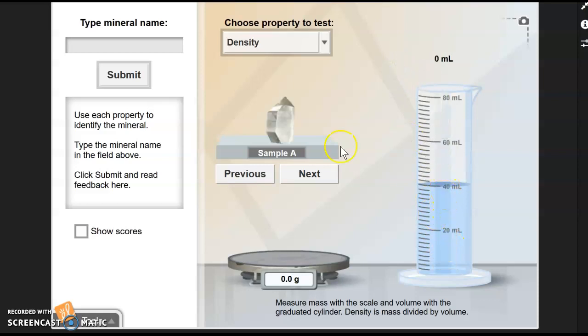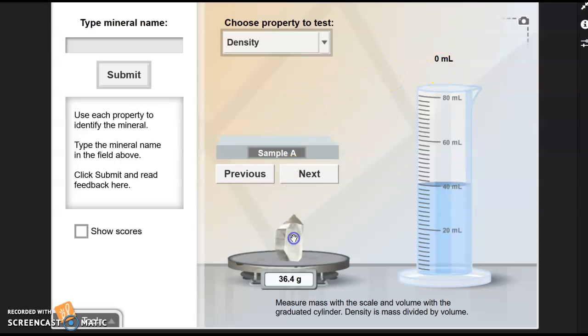It started off at 40, okay? And when I put this in here, we now have, let's see, 42, 44, 46, 48, 50, 52, 54 milliliters. So that means we are going 14 milliliters up. That is 14 milliliters of space, 14 milliliters of volume. That is the same thing as a cubic centimeter, excuse me, a cubic centimeter.